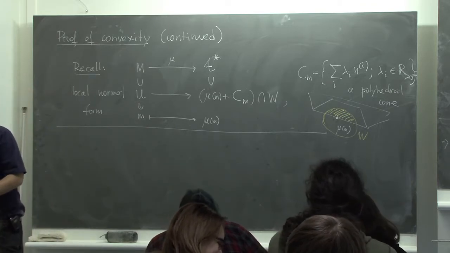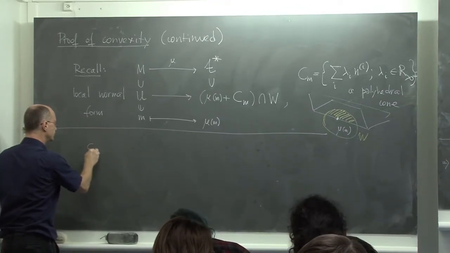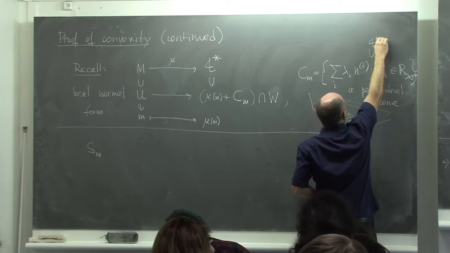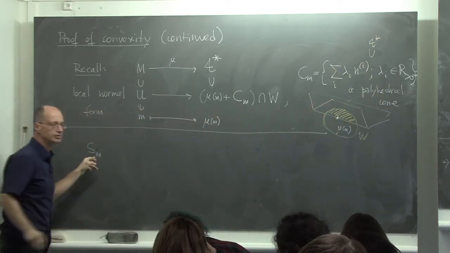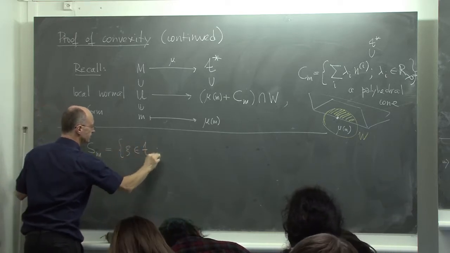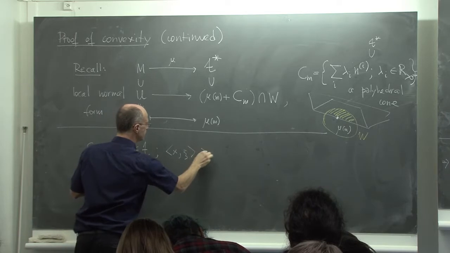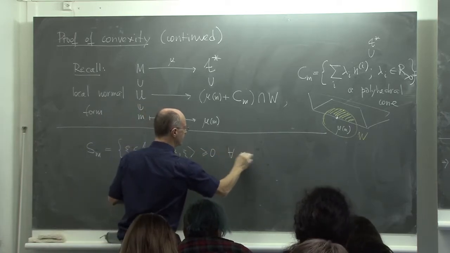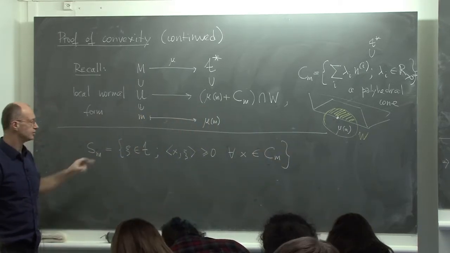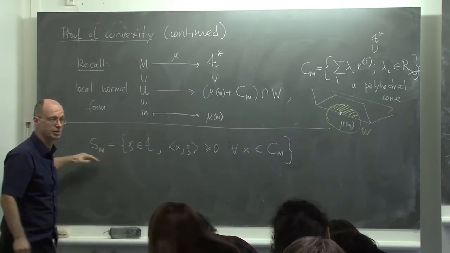And so first of all, let me introduce a dual cone. We have a polyhedral cone sitting inside C star. So let me introduce a dual cone in T. This will be elements psi in T such that the duality of psi with x is greater or equal to 0 for all x in Cm. So the duality of cones is reciprocal.